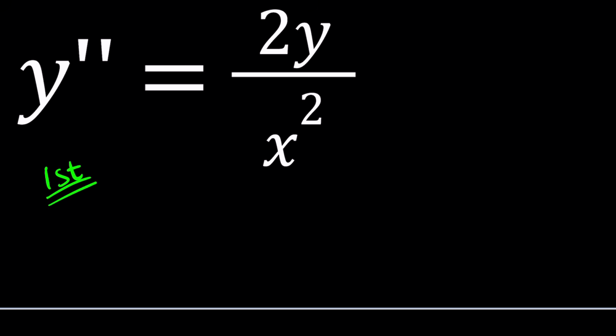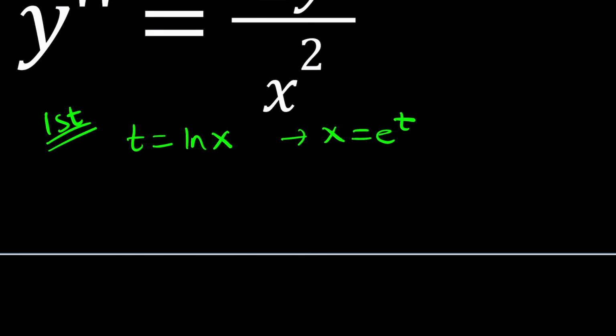So let's go ahead and set t equals ln x, which means x can be written as e to the power t. Okay? Now since y is a function of x and we were able to write x as a function of t, now y can be expressed as a function of t. Not the same y, but maybe a different y. So let's use a different notation like a big Y or uppercase Y of t is equal to small y of x, which means now we're expressing the same function as a function of t.